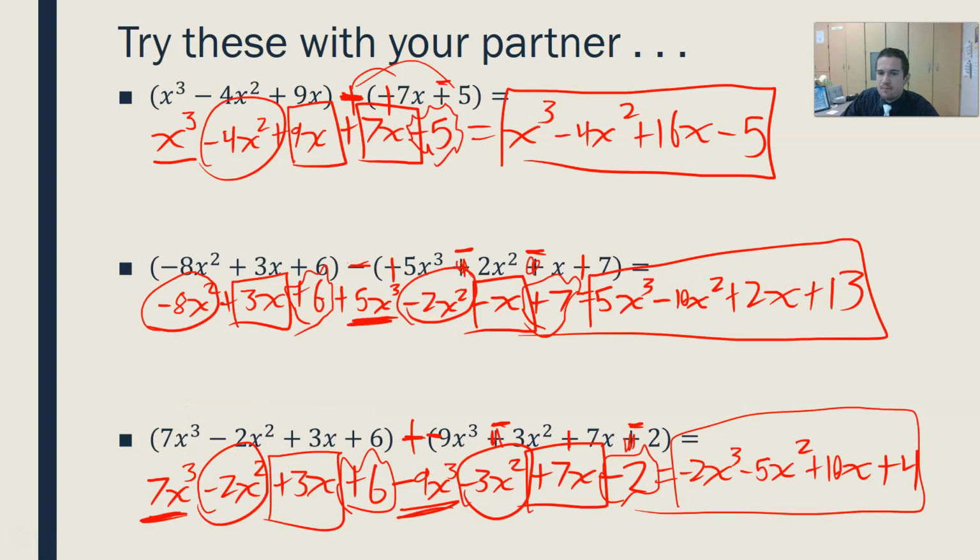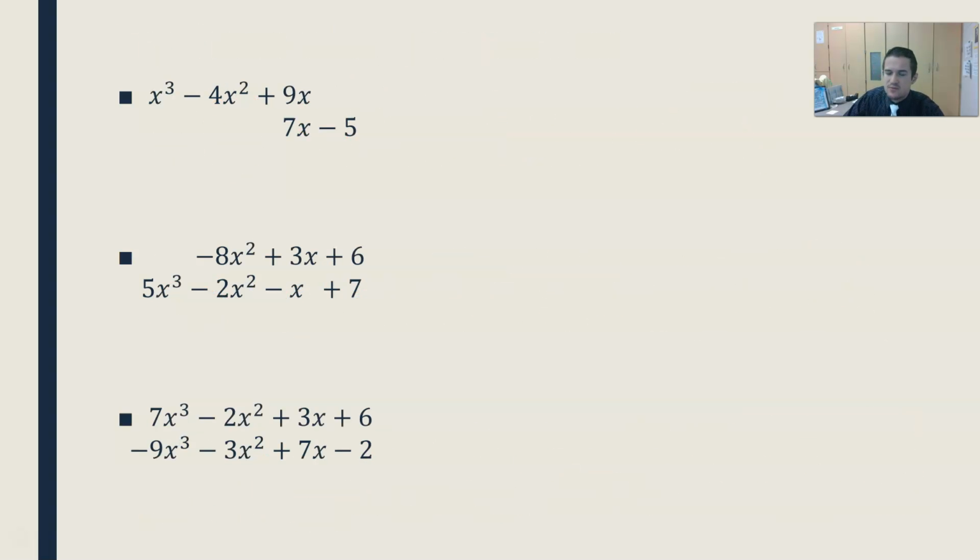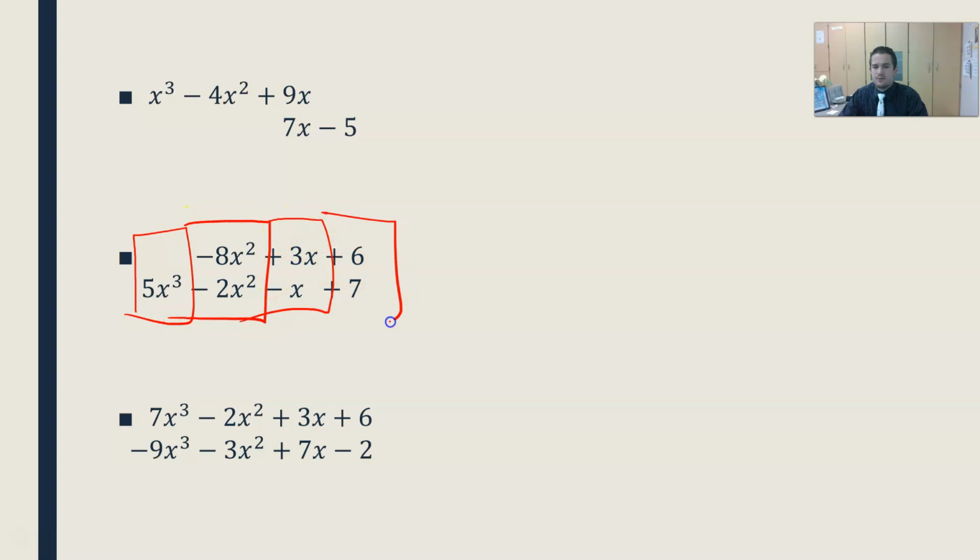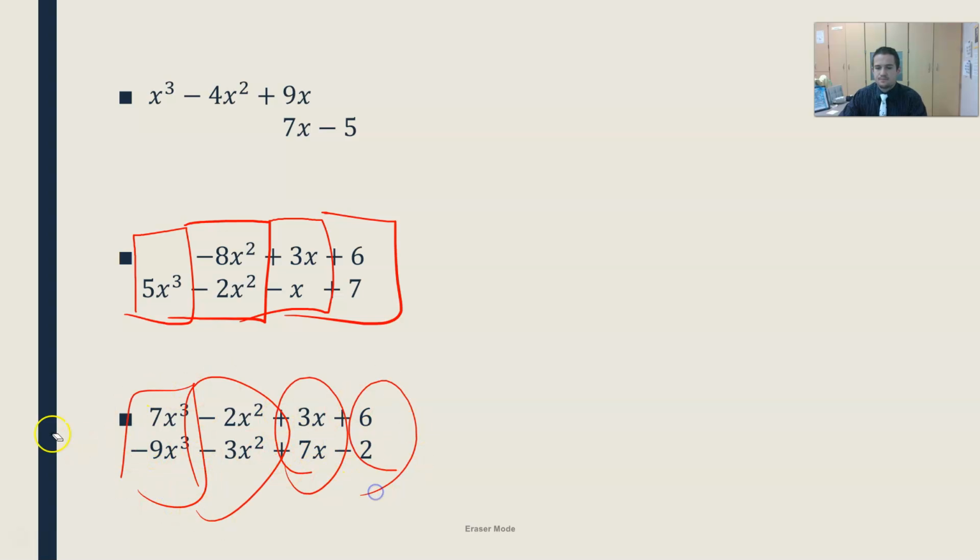So I'm putting these same problems up again, except I'm just showing you another way that you can think of grouping these polynomials together, combining like terms. So notice in this polynomial, once I changed the signs, I wrote one polynomial underneath the other polynomial, lining up all the like terms. So in this polynomial, I lined up the x's. In this polynomial, once I switched the signs, I put the x cubes on top of each other, the x squareds on top of each other, the x's on top of each other, the numbers on top of each other. Same here. See that?